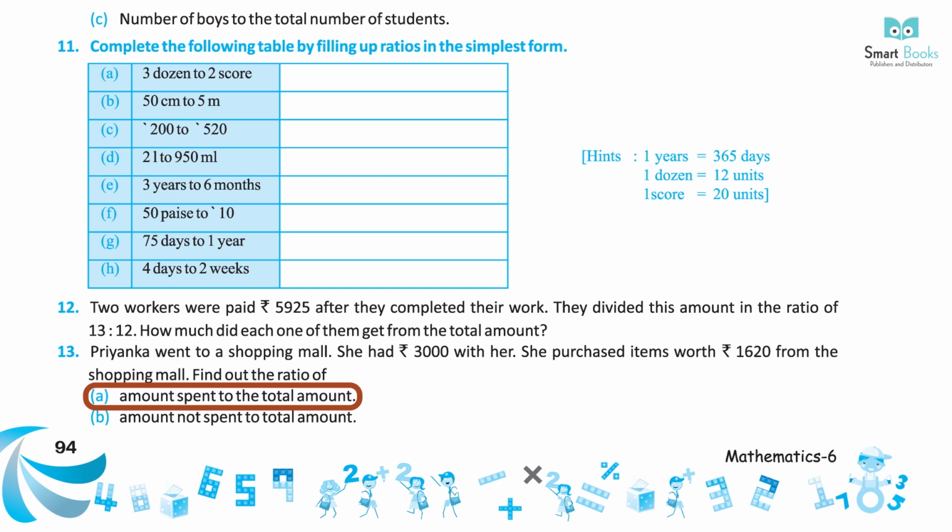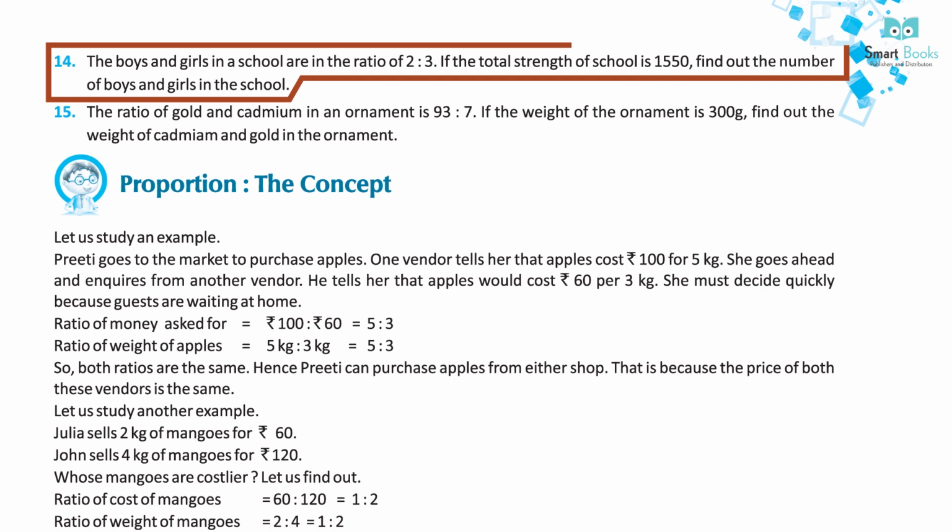Solution: 27:50. B. Amount not spent to total amount. Solution: 23:50. Question 14. The boys and girls in a school are in the ratio of 2:3.